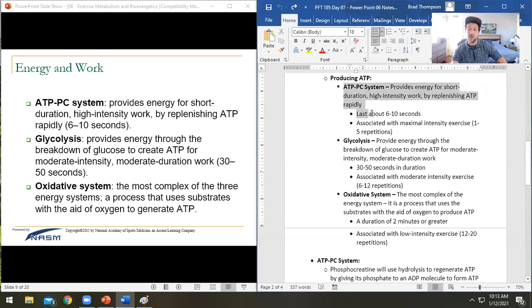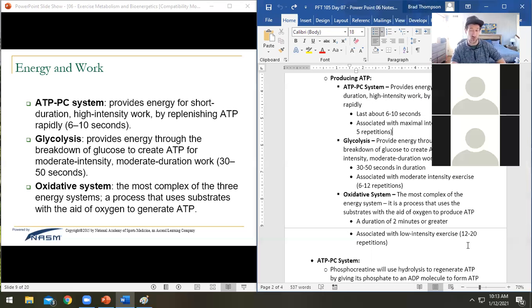So this type of energy production is associated with maximum intensity lifts. That's your 1 up to 5 repetitions. If your goal is to increase your strength, this is the type of lifting that you want to do. So if your goal is to improve your 1 rep max on the bench press, you're like, I want to be able to bench 2 plates, right? I want to be able to bench 225. That's your goal. You need to target your ATP PC energy system.